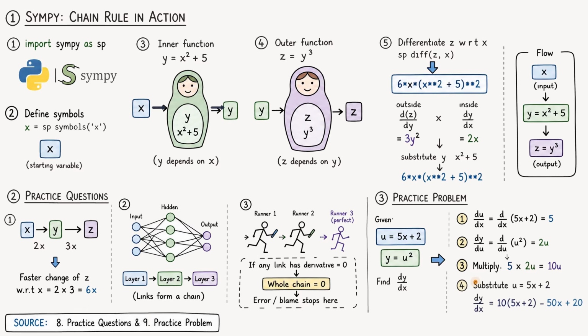And step 4. Substitute our original expression for u back into the equation. So 10 times the quantity 5x plus 2 distributes to give us our final answer, 50x plus 20. This step-by-step multiplication of nested rates is the core of the chain rule, allowing us to easily solve complex multi-layered dependencies.